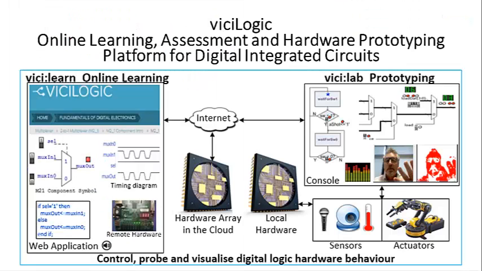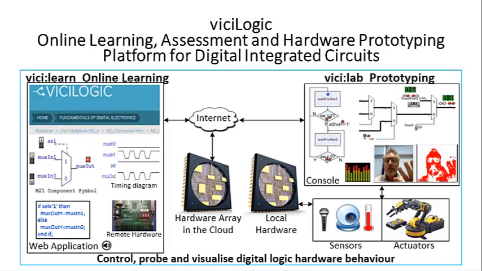So, these examples have illustrated that viciLogic brings any diagram representing a digital system to life by automatically connecting it to signals within real, operating, remote FPGA hardware. Learn by doing, by interacting with animated views of the internal behavior of real digital logic hardware operating in the cloud. While viciLogic hardware is remote, it feels real and local to the user.